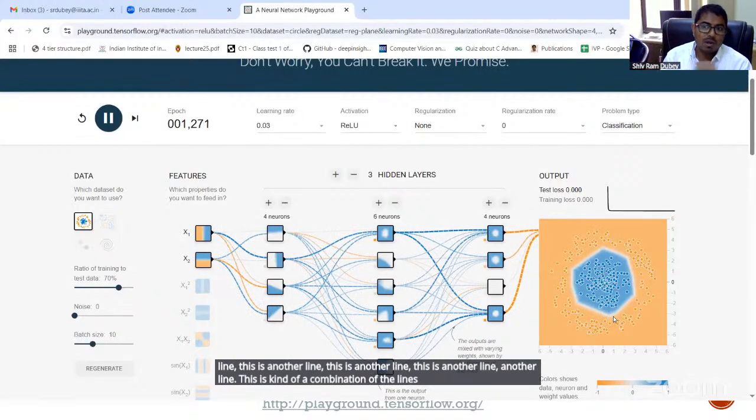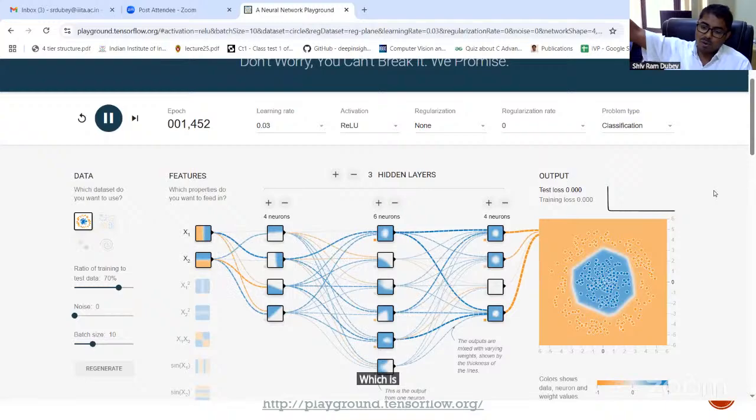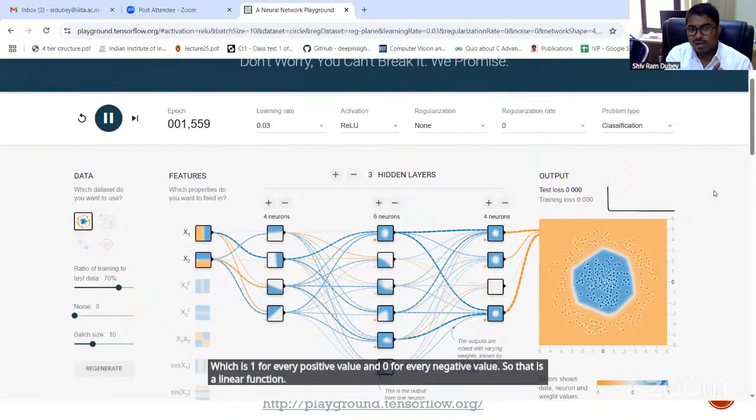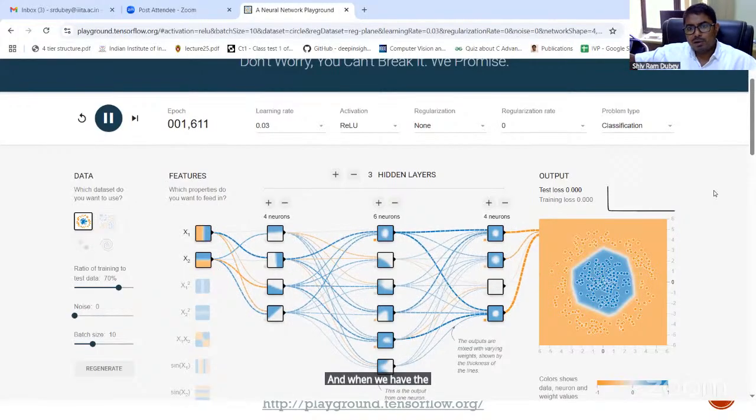Yes, that is true. Why? Because the ReLU activation function itself is a piecewise linear function, which is 1 for every positive value and 0 for every negative value. And when we have multiple neurons and multiple hidden layers, then what happens?